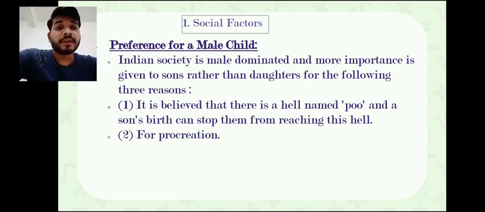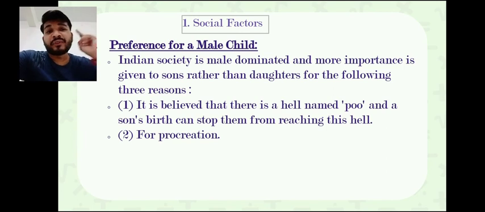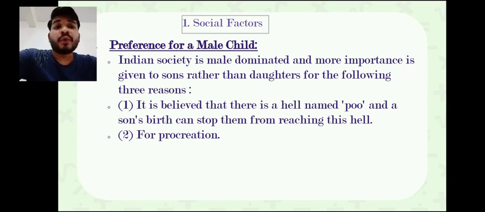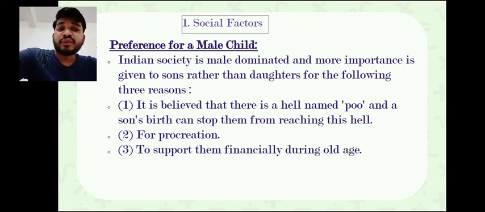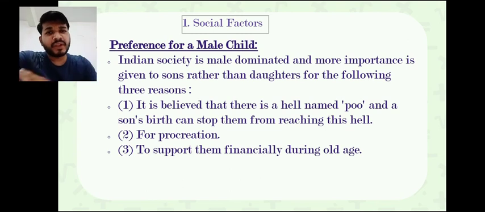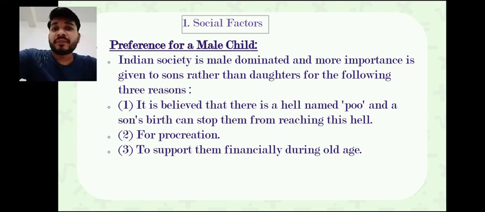Second is procreation. What is procreation? That is for their generation to go on. So for that they require a male child. And lastly, due to financial problems, they think that in their old age, if a girl is born, the girl will go to her husband's house, so who will take care of them?